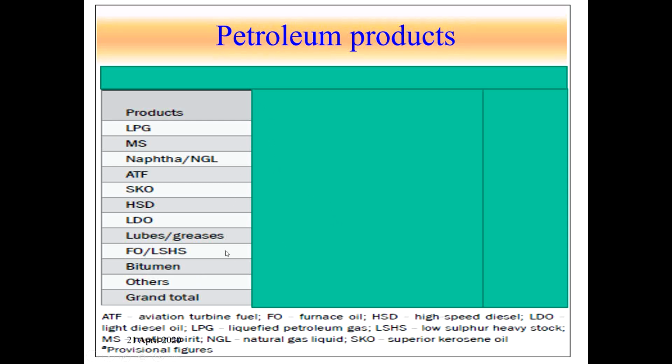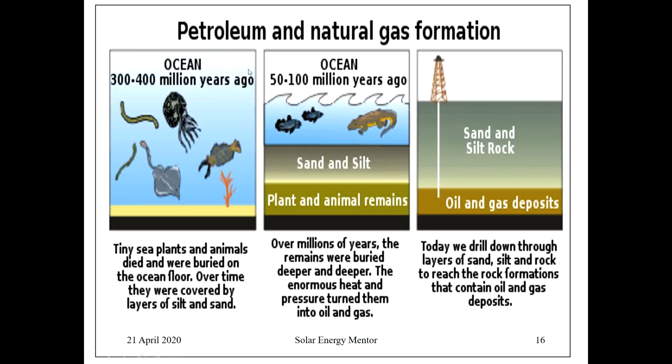So these products are very useful to us in our day-to-day life. That is, all these products are the extracts of crude oil. Such is the importance of crude oil. So how is crude oil formed? Petroleum, we can say. How is petroleum formed?